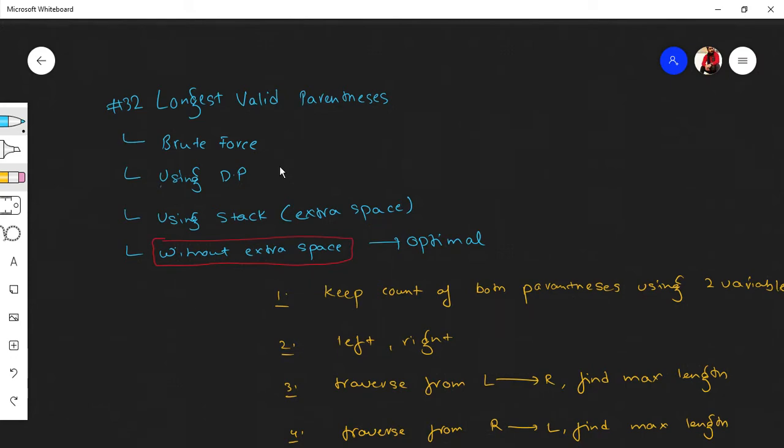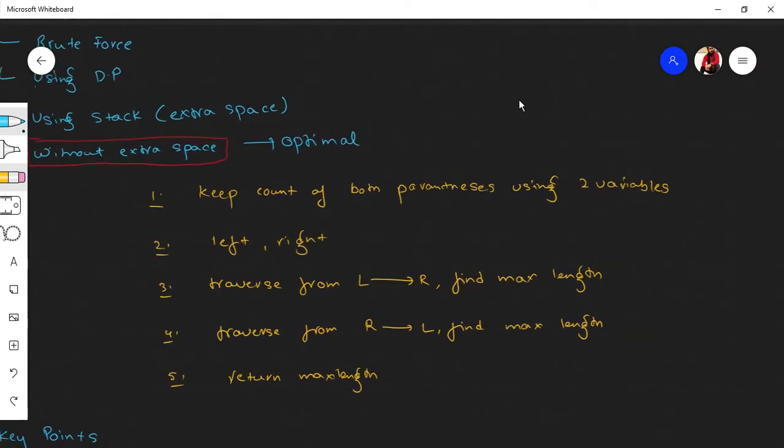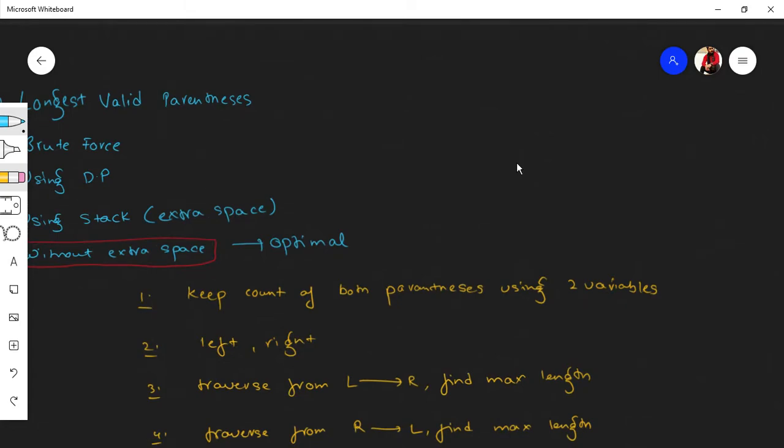So in this, what we do is we keep count of both the parentheses. For example, I'll take a sample string here. What we need to do is first traverse from left to right, then traverse from right to left. We'll use two for loops, and we'll keep count of these parentheses. This is an opening parenthesis, this is a closing parenthesis.